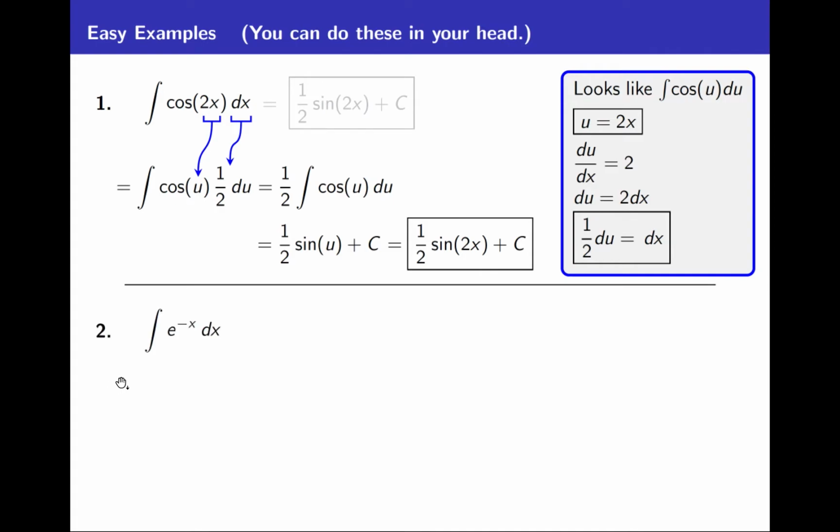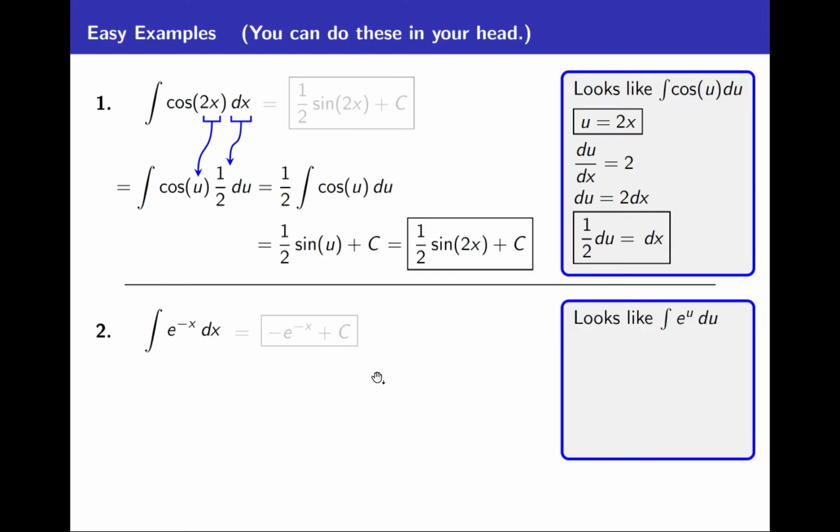Let's try another one. The integral of e to the minus x dx. Well, you've probably done enough integration to immediately recognize that this integral equals minus e to the minus x plus c, because if you differentiate minus e to the minus x plus c by the chain rule, you get e to the minus x. But imagine you didn't see that. Let's use substitution to find this integral. So I'll gray out the answer there.